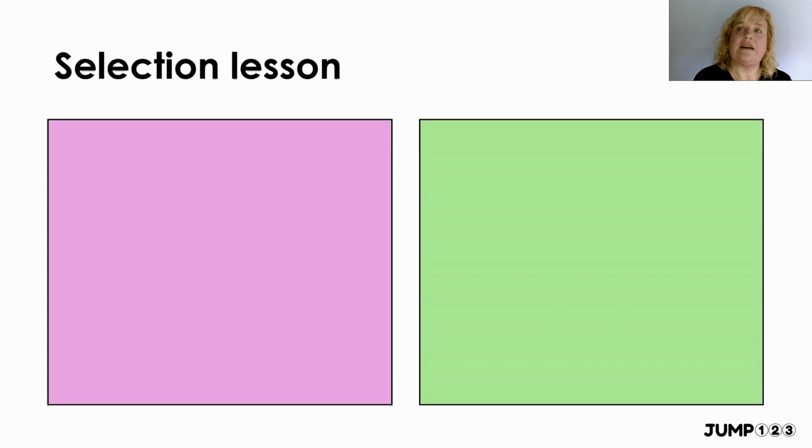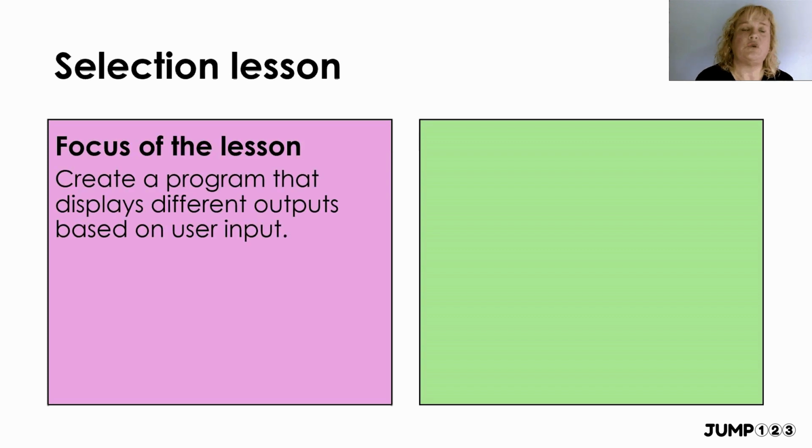And so let's have a look at the focus of the lesson, which would be: create a program that displays different outputs based on user input. That would be the objective of the lesson, the main focus of what we want this lesson to be on. It's up to you how you write objectives. They can be differentiated or any other technique that you want to use, but we've got an idea of the main focus of the lesson.